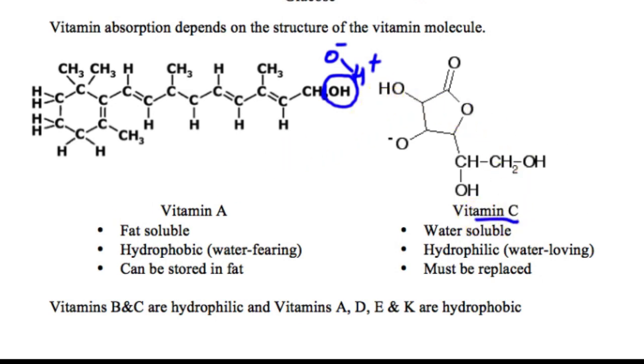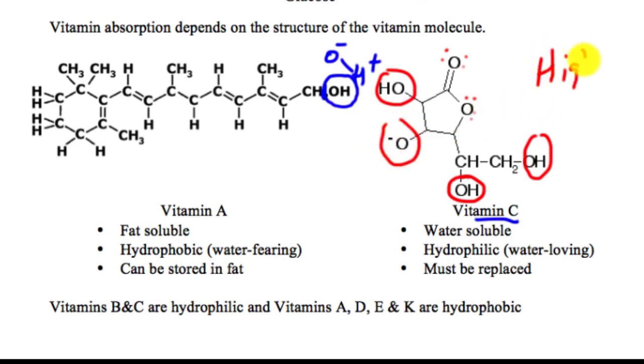Take a look at vitamin C. For vitamin C, we've got an OH group here, an OH group here, an OH group here, and don't forget the lone pairs of electrons on this also attract the water as well. Even though it's not hydrogen bonding, it's still going to be attracted, and anything with those lone pairs of electrons on the outside is going to do that. And you also have a negative charge here. So all of this contributes to a high solubility of vitamin C. And that's what's called hydrophilic. Hydrophilic means that it's water-loving.